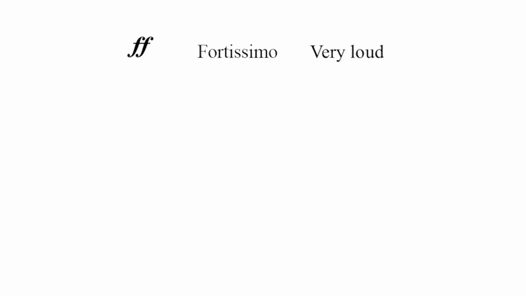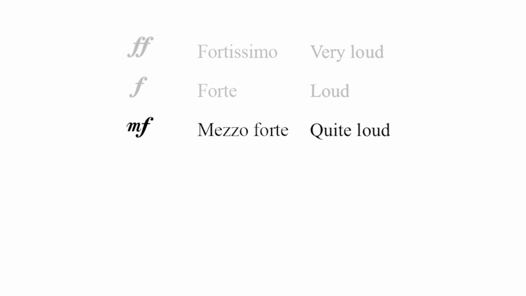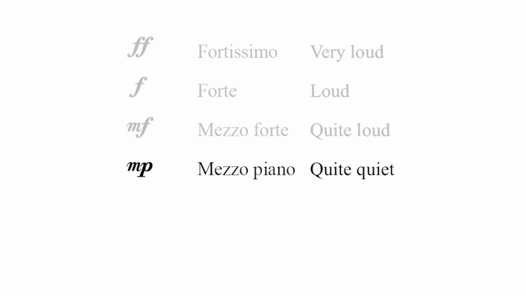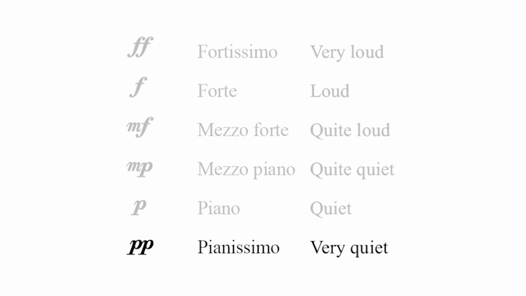To write block dynamics, we simply write letters underneath the stave where we want the dynamic to change. The letters we use come from Italian and are as follows. A double F means fortissimo and translates as very loud. A single F means forte, which means loud. MF, mezzo forte, quite loud. MP, mezzo piano, quite quiet. P is for piano, quiet, and double P is pianissimo, which means very quiet.